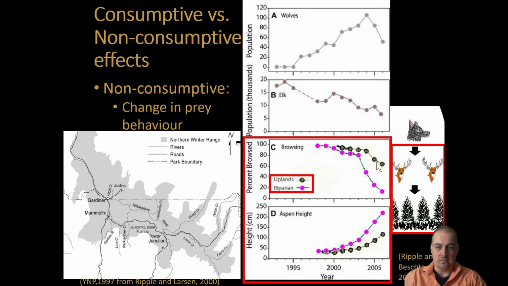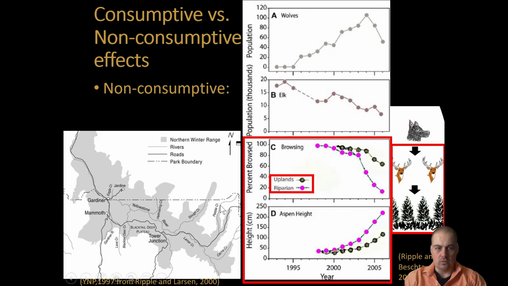And so you can see there's a higher number of aspen browsed in the uplands, and the trees in the uplands are not growing as tall. That's because the elk are moving into this area. So again, it's not as simple as just being eaten. Because of the presence of wolves, you're also changing the behavior of the elk, which is causing specific patterns.